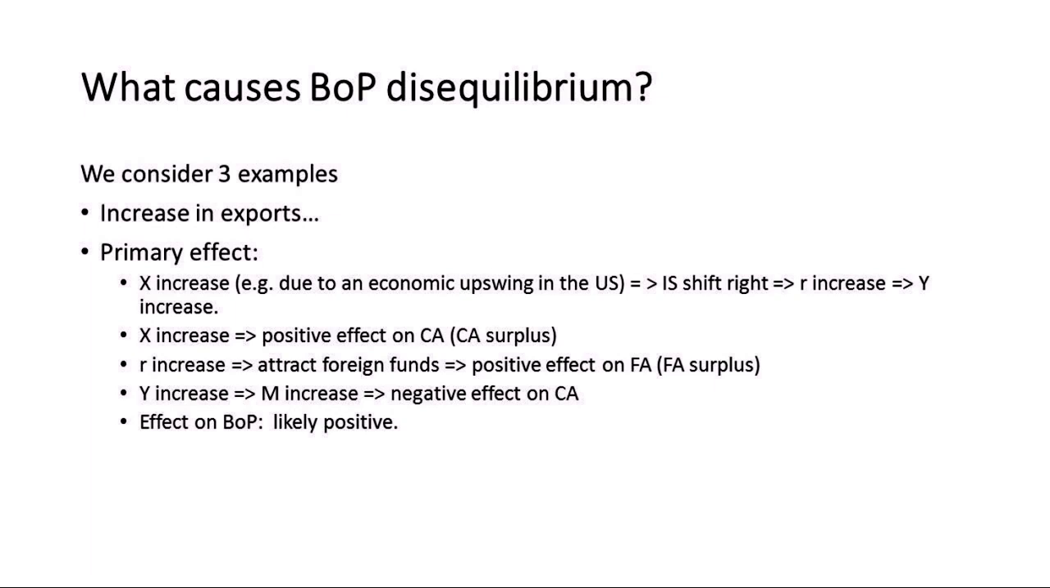But at the same time, the increase in income means that imports increase and has a negative effect on the current account. So a positive effect on the current account from the increase in the exports, but this is balanced by an increase in imports later on when incomes have increased. And then we have a positive effect on the financial account. So likely the net effect on the balance of payments is positive and you have a surplus on the balance of payments.